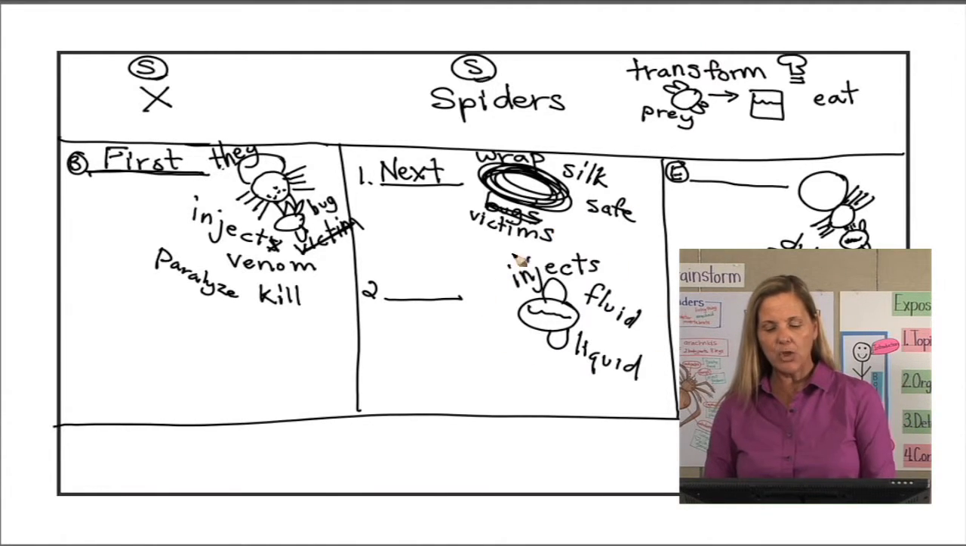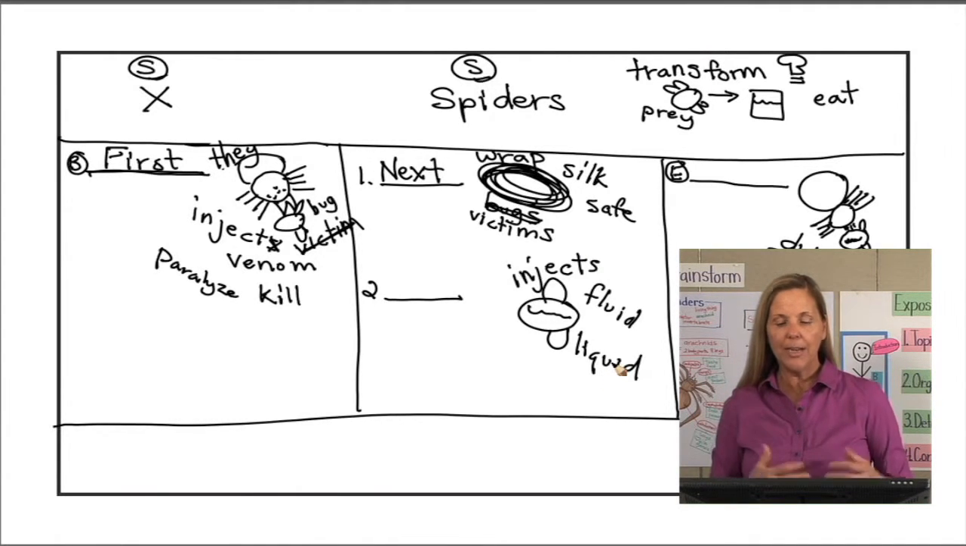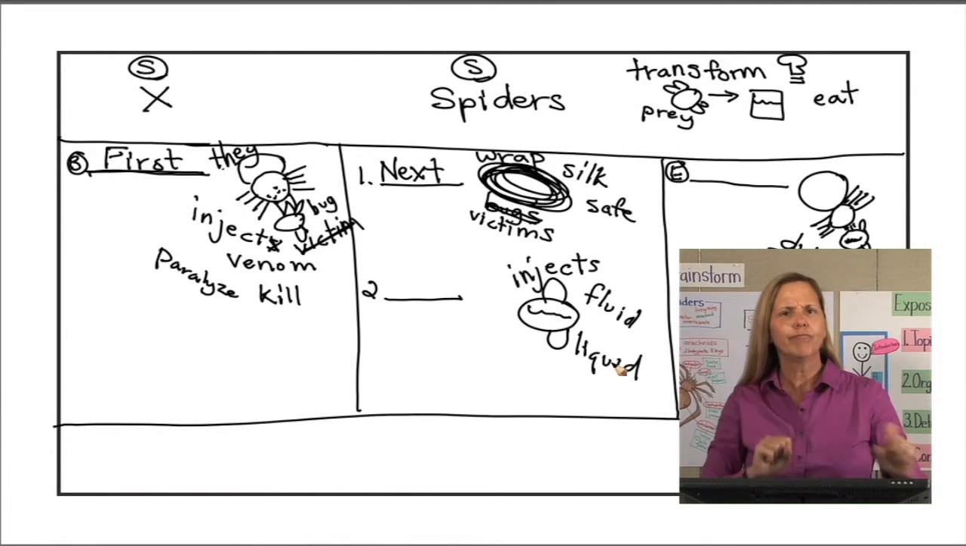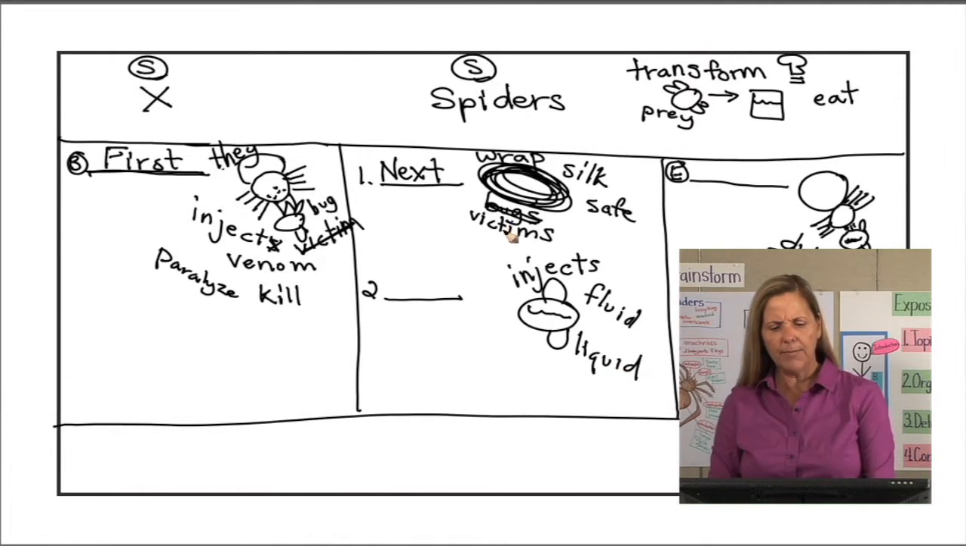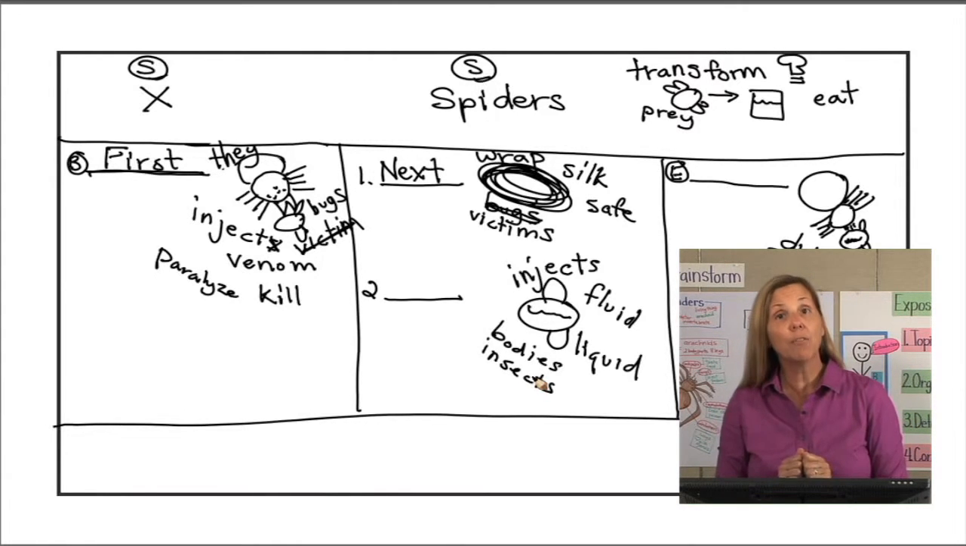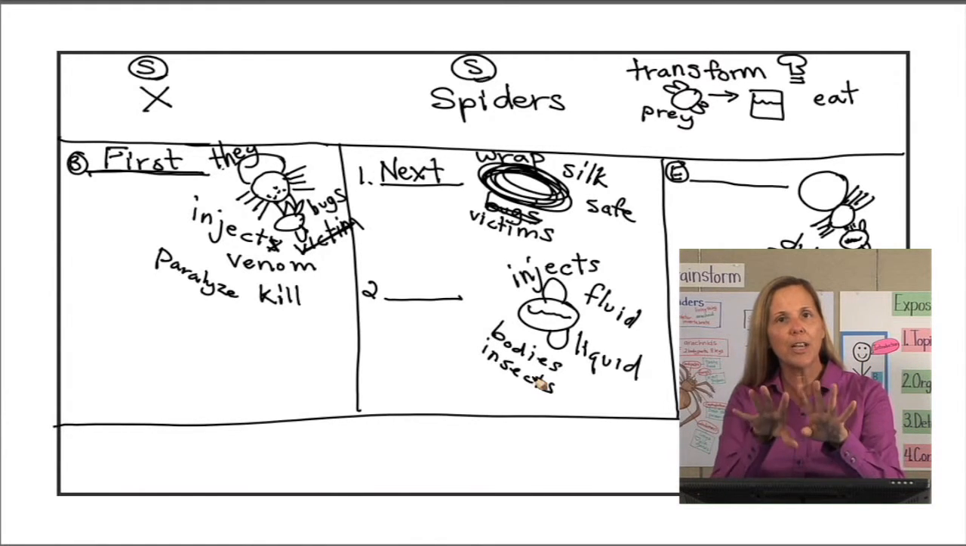Who or what is doing our information? The spider. What does the spider do? It injects a fluid inside the victims, bugs, injects a fluid inside the bodies of the insects. Insects' bodies. Ooh, I like that. Next, spiders will inject a fluid inside the insects' bodies to turn them into a liquid.